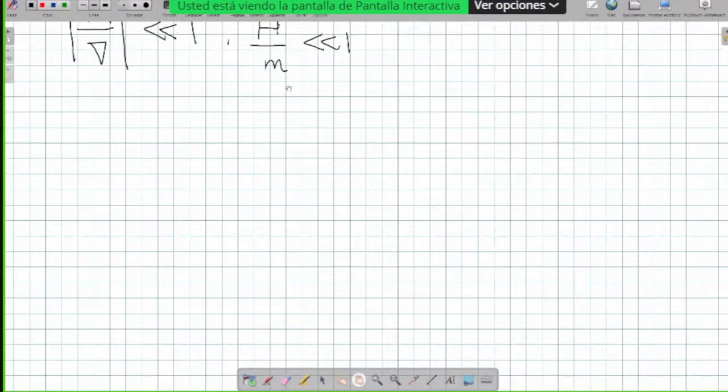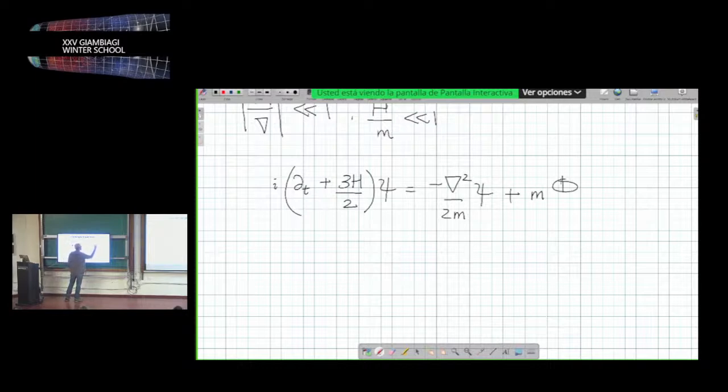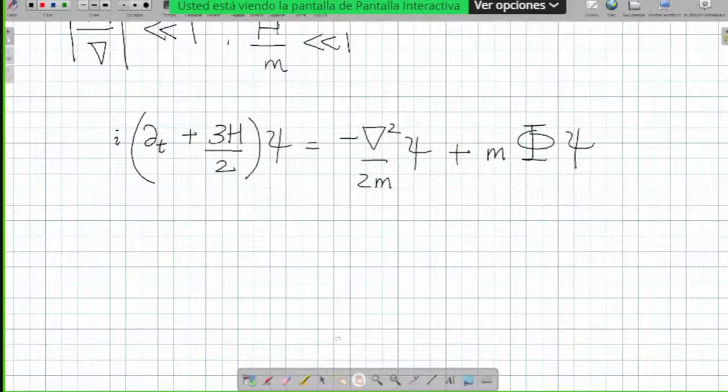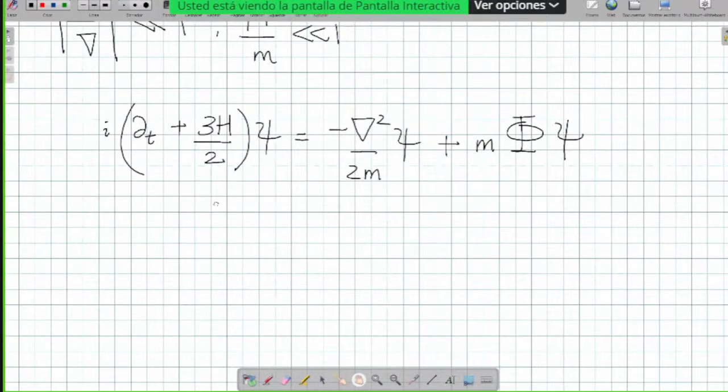So what happens when you plug that field redefinition into the equations of motion, or the relativistic equation of motion, with the approximations that I said? When you do all of that, you will find an equation for psi that looks like this. And so this is what you get from the Klein-Gordon equation. So remember, this was the Klein-Gordon equation right here. You plug this in here, and the result of plugging everything in is that for the psi, you get this equation right here.